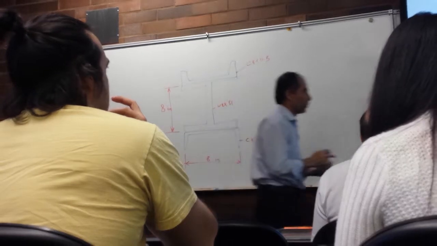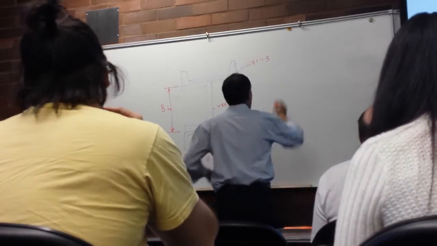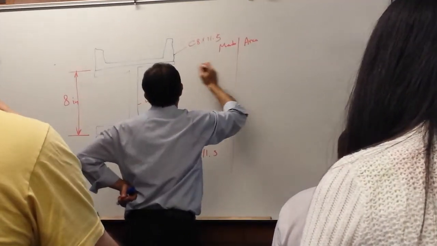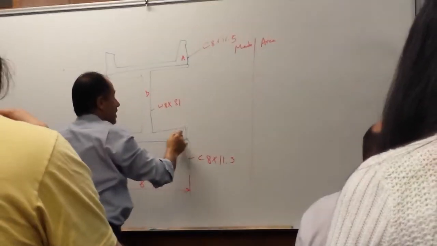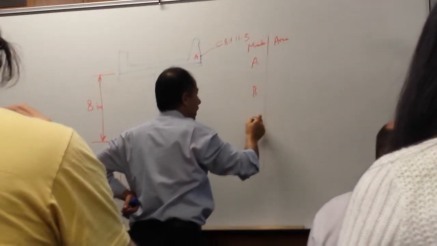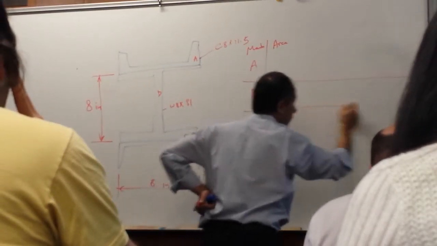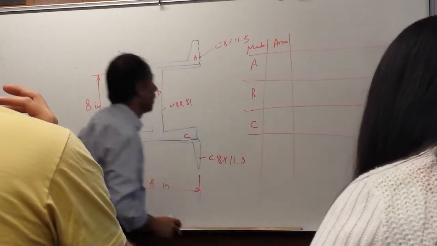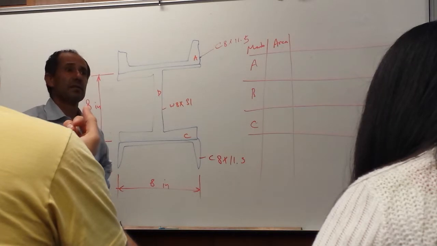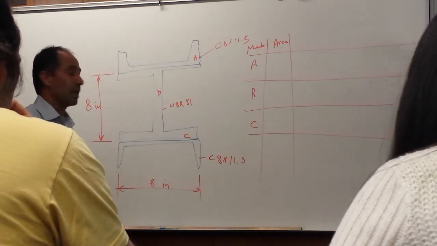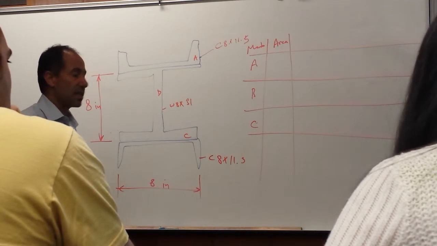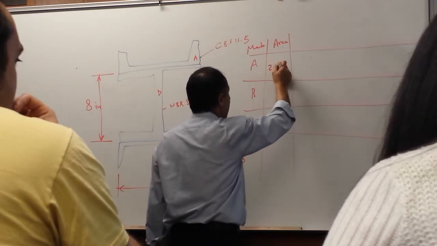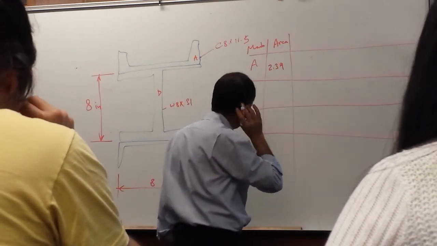If I start now with area and member A, B, and C. Go to your table and give me A, the area, for element A. That's a C channel, right? 2.39 inches squared? Wrong one. 3.37. Yes, 3.37.